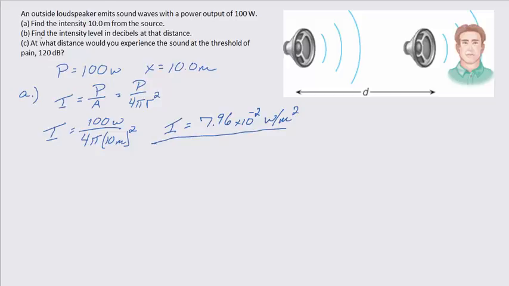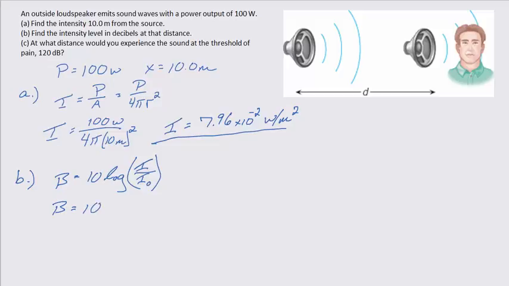In part B, we're asked to find the intensity level in decibels at the same distance. So in part B, we know that our decibel level is measured by the equation that beta is equal to 10 multiplied by the log of our intensity divided by our reference intensity. Given that we solved for our intensity in part A and our reference intensity is a constant, we can solve for our intensity level in decibels.